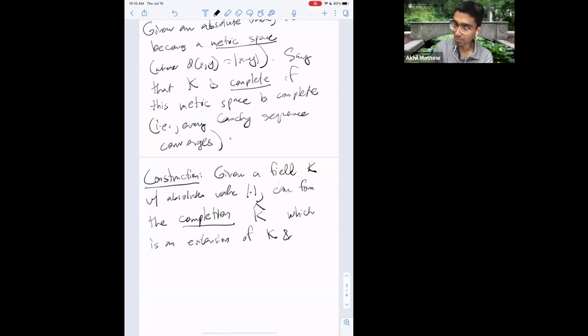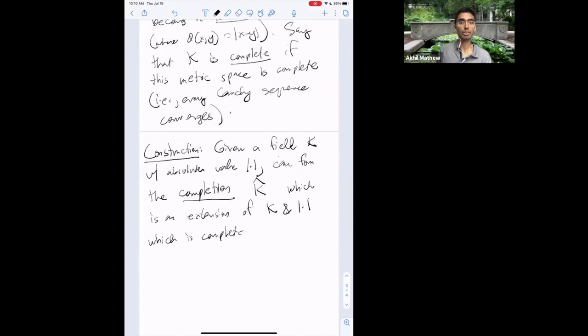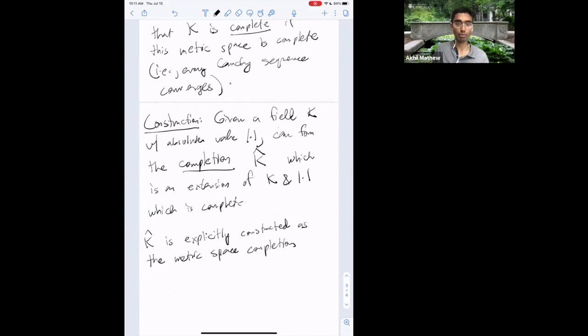So it's an extension of k and the absolute value. The absolute value on k also extends to k hat, which is complete. And in fact, it's the minimal extension of k together with its absolute value which is complete. Okay, so how is this defined? Well, it's defined as the completion of the underlying metric space of the field K. So k hat is explicitly constructed as the metric space completion.